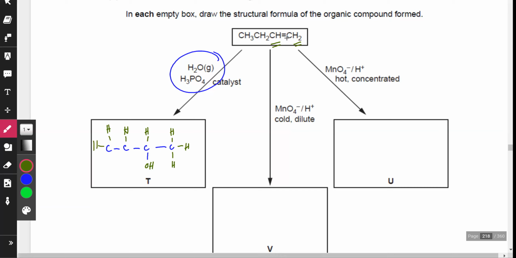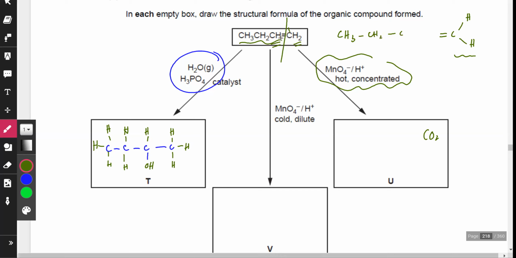So that's it. Then there is a strong oxidation. That's hot concentrated KMnO4. What happens? The double bond is going to completely break. At the end, it's going to give you a carbon with two hydrogens. What does that get converted into? This would get converted into carbon dioxide. And the other part is CH3, CH2, and CH double bond, so that would be propanoic acid.